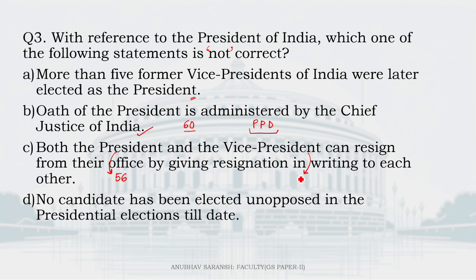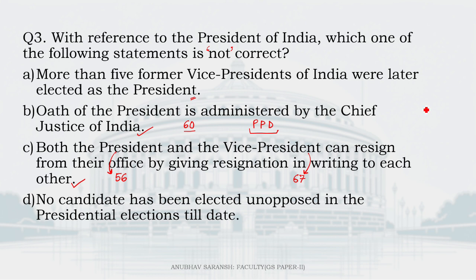Article 67. They can submit their resignation to each other. So, the statement is correct, cannot be the answer. The last one: No candidate has been elected unopposed in the presidential elections till date. Now, this is also a factual statement.